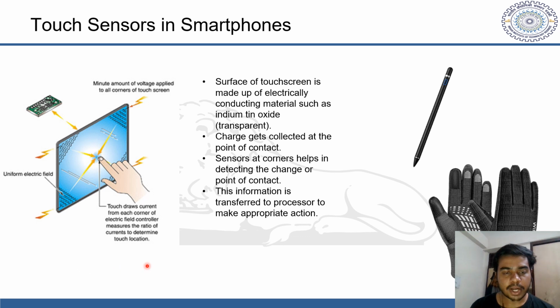Now it is not necessary for a human hand to make the physical contact. We could also use a device like a stylus, and they are specifically designed for convenient usage when we have to draw or take notes on touch-based devices. Currently, gloves are also being developed in such a way that their contact could also be detected by the touch sensor.